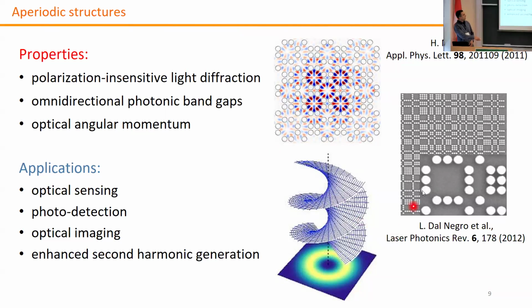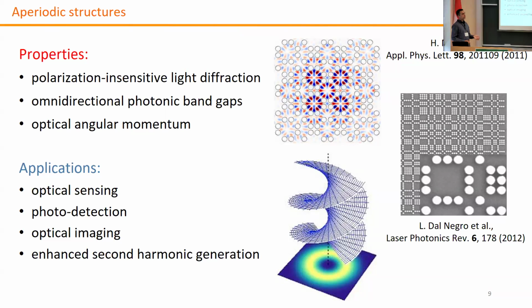So this is an example of a device where, for instance, metallic particles have been deposited with this sort of aperiodic arrangement, a similar structure to ours. And these are the simulations of the modes that can be sustained by this sort of aperiodic structure. So the applications are the usual applications that we can realize when we increase the light-matter interaction. So we can do optical sensing, photodetection, optical imaging, and enhanced second harmonic generation.